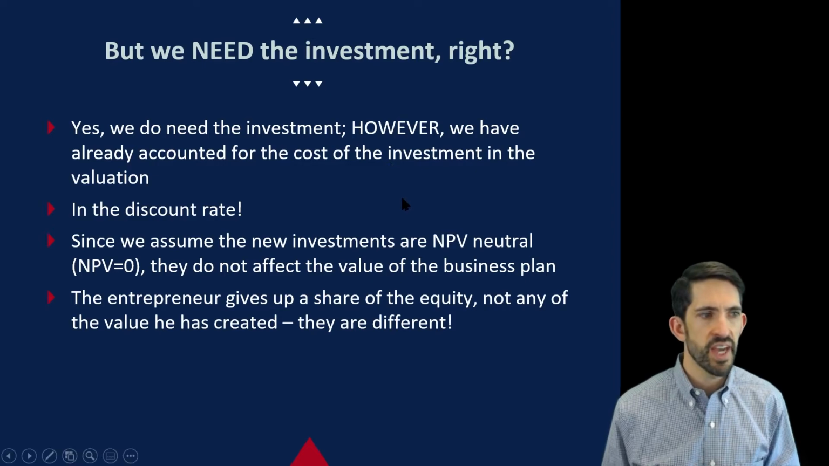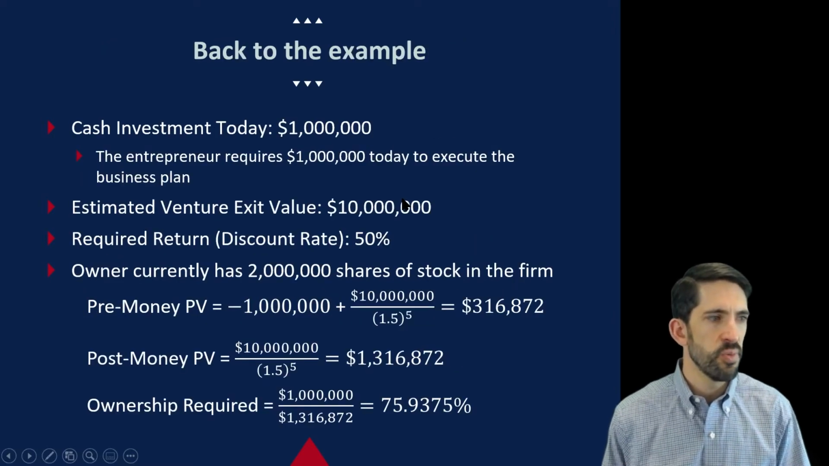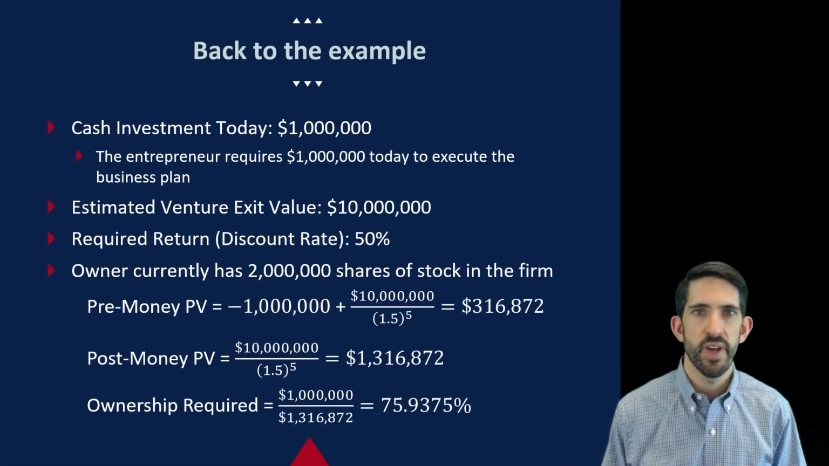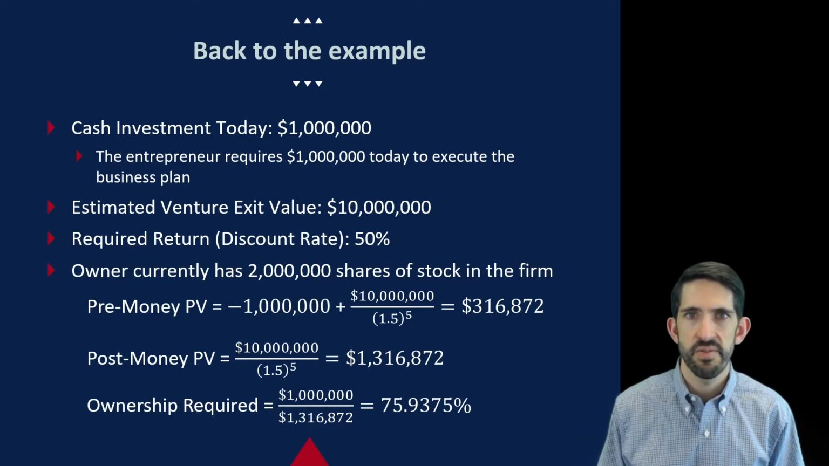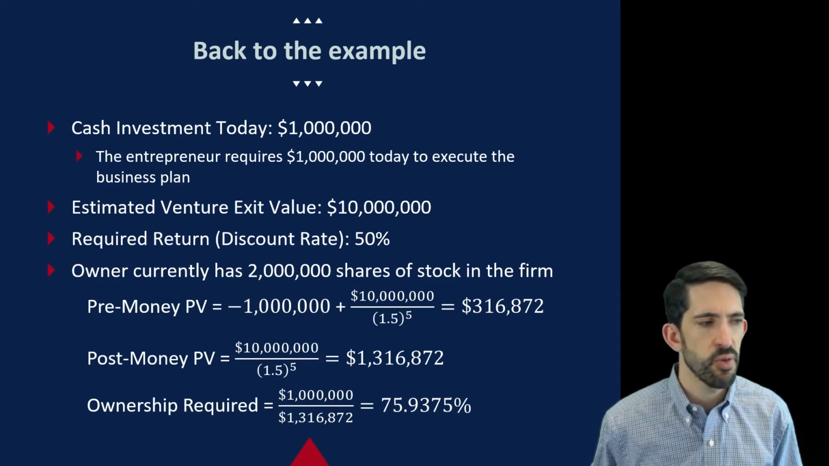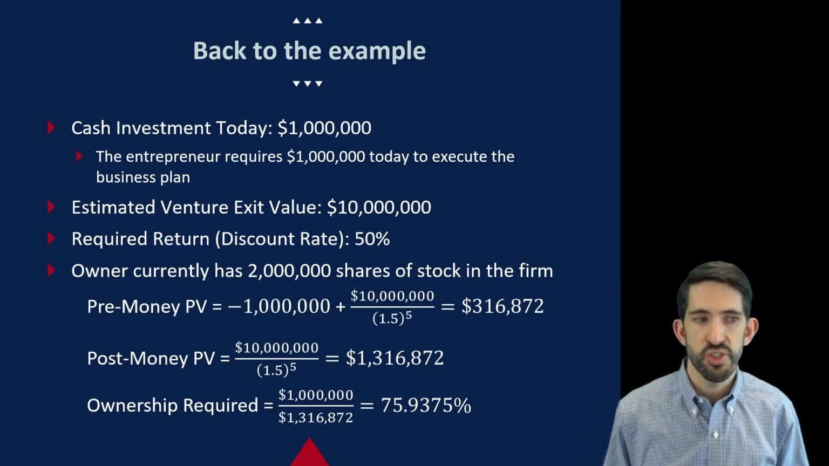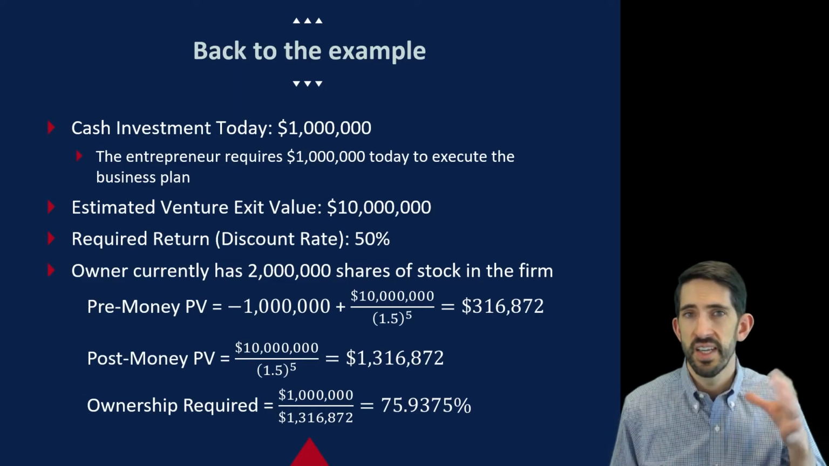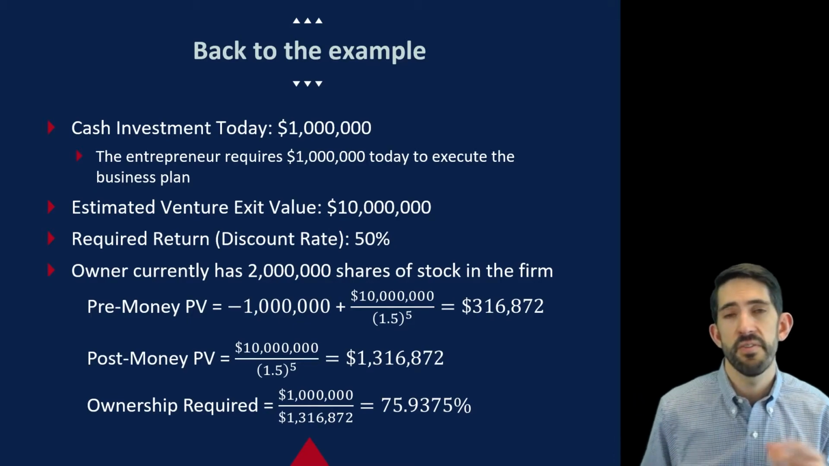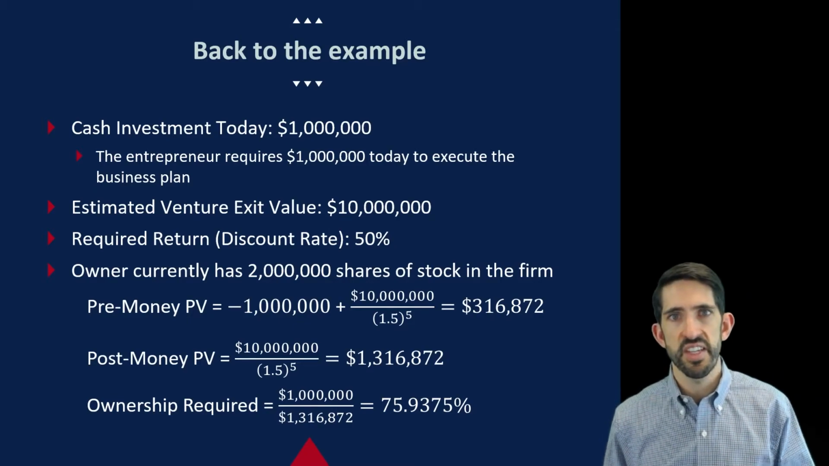All right, let's link back to our example. Just to refresh our parameters: we had this $1 million investment, $10,000 of exit value, a 50% high discount rate, 2 million shares currently, a pre-money value of $316,000, and a post-money of $1,316,000. Using those together, we found that the investor should get about 76% of the company.